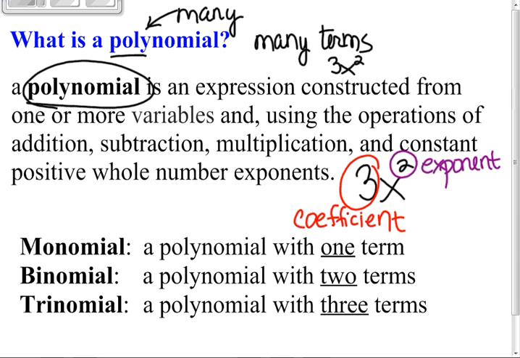But you can add up 3x squared minus 5x to the fourth as much as you want. Here's the rule on the exponent. It must be a whole number. Okay? That means no fractions, no decimals, nothing.